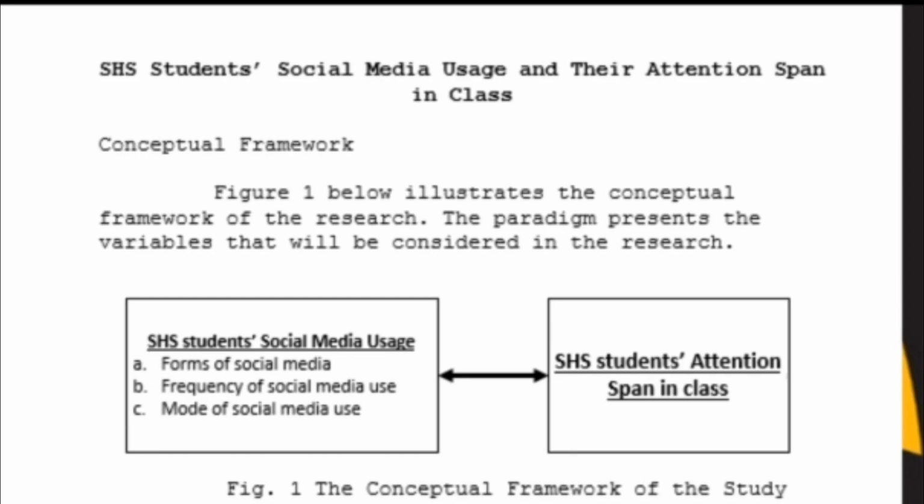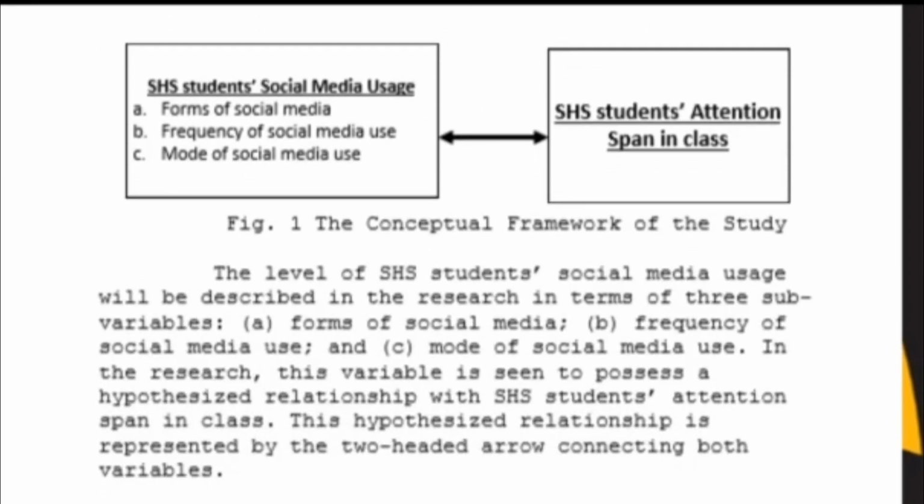And then you will also include the explanation of your diagram or your graphical representation. Dito sinasabi, Figure 1, the conceptual framework of the study. The level of senior high school students' social media usage will be described in the research in terms of 3 sub-variables. So as I've mentioned, so these are the 3 sub-variables under dito sa first box that we have. A, forms of social media, B, frequency of social media use, and C, mode of social media use.